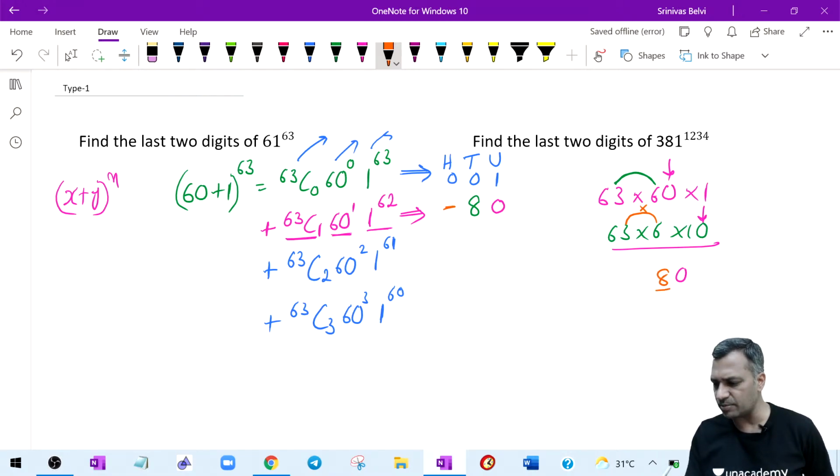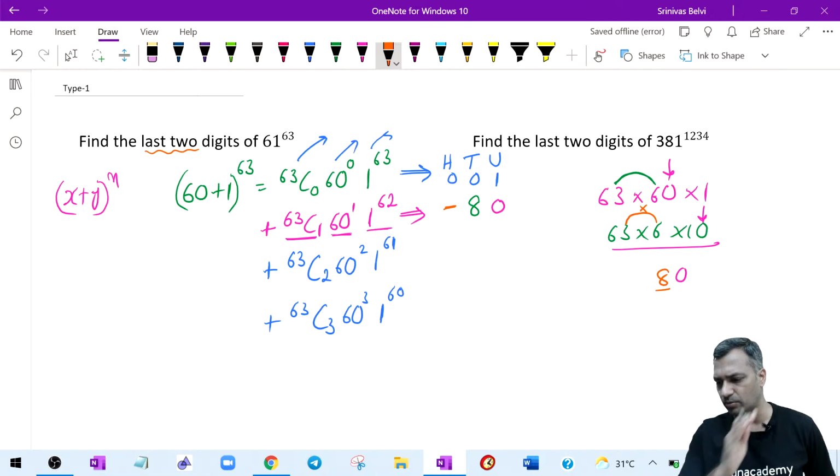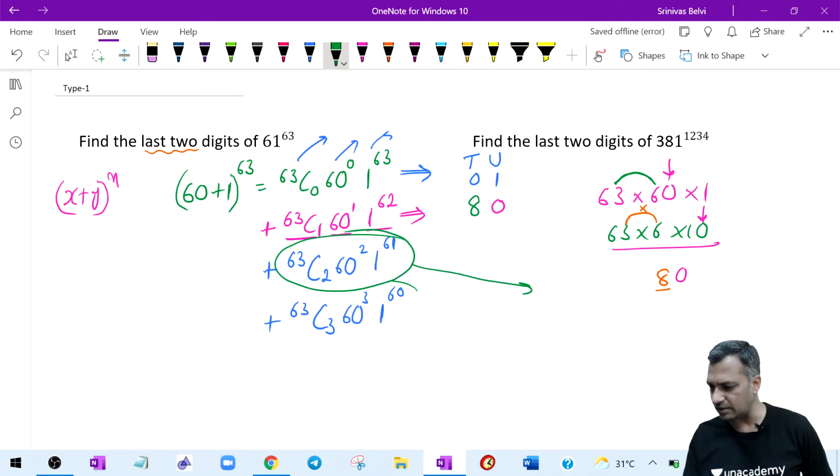What about the hundreds place? I'm not really interested in the hundreds place, because I'm interested in the last two digits. Why bother about the hundreds place? Let me write 80 and not worry about the hundreds place. Let's remove this from the matrix. Now, what about the third one? 63C2. If I expand this, I get the value of 63C2, that is 63 into 62 divided by 2. Good. And then I have 60 square.